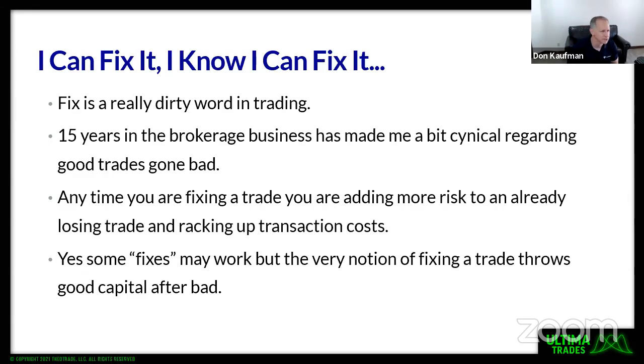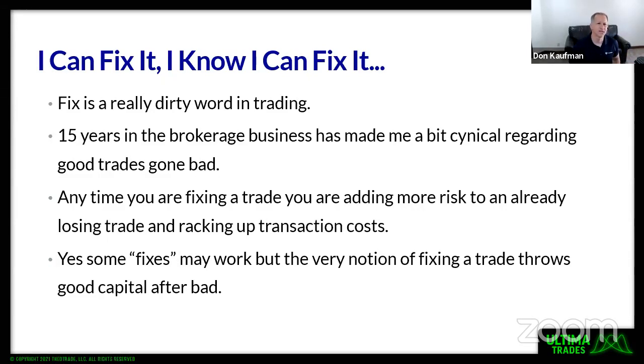Fix is a really, really dirty word in this business. 15 years in the brokerage business, I'm totally a cynic regarding good trades gone bad. People try to save trades that have gone against them. Listen to me very carefully. Anytime you're fixing a trade, you're adding more risk to an already losing trade, and you're racking up transaction costs. You tell me how you can fix a trade without incurring more risk. You tell me how you can fix a trade without racking up more transaction costs. Hey, even if transaction costs are free, you're still racking up more risk. Yes, some fixes work, but the very notion of fixing a trade throws good capital after bad.